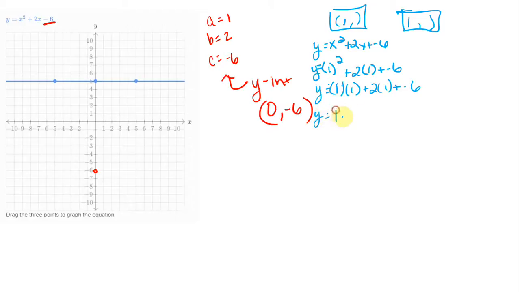One times 1 is 1. 2 times 1 is 2, plus negative 6. 1 plus 2 is 3. 3 plus negative 6 is negative 3. So when x is 1, y is negative 3. 1, negative 3 is where another point on this parabola will go. And for my last point, I'm going to choose the number 2, but I could choose negative 1, I could choose negative 2, I could choose whatever I wanted.